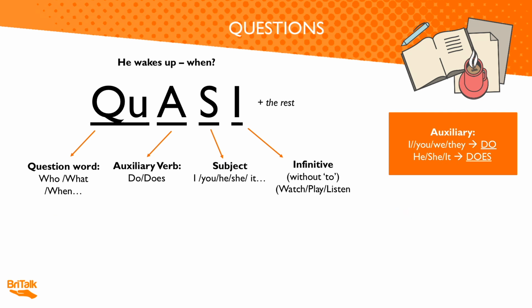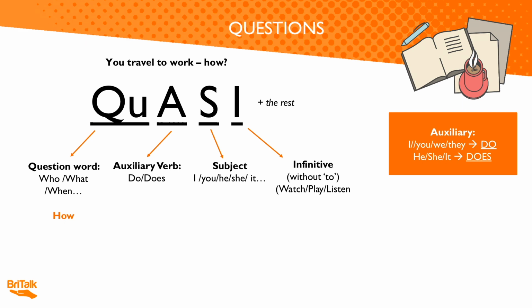He wakes up when? So our question word, when, our auxiliary verb, does, because we're using the third person, he, so when does, the subject, he, the infinitive, wake up. When does he wake up? They live where? Again, the question word, where, auxiliary verb, do, subject, they, infinitive, live. Where do they live? You travel to work how?